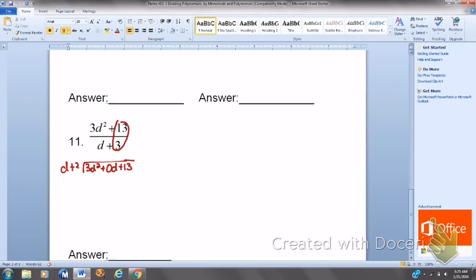Then I'm going to have d plus 3 on the outside. So same as the other two. What times d would give me 3d squared? Well, 3d times d would give me 3d squared. So I'm going to put 3d up there. 3d times d is 3d squared. 3d times 3 would be plus 9d. But remember, I'm subtracting it, so it's minus. 3d squared minus 3d squared is 0. 0d minus 9d is negative 9d. And I bring down my 13.